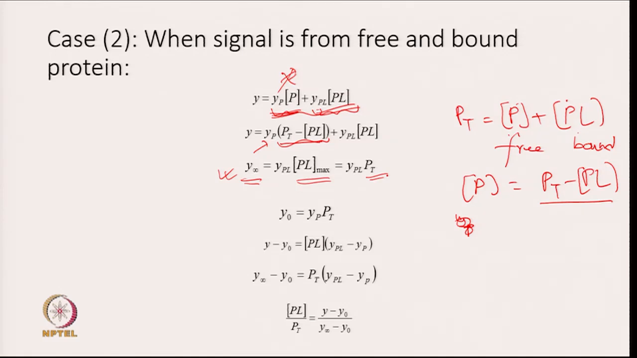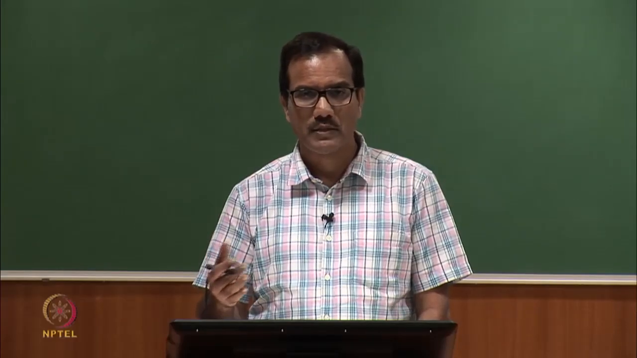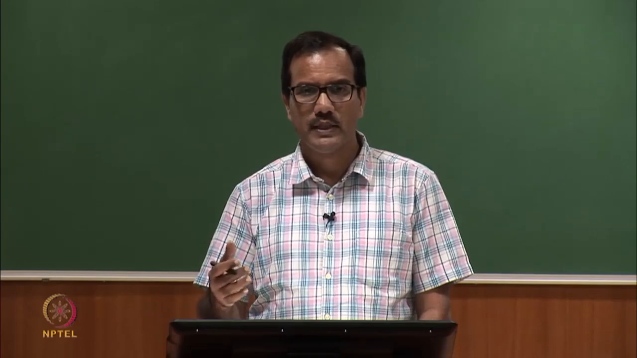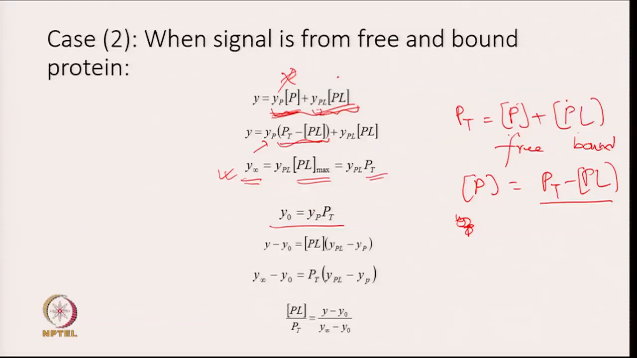Concentration of total protein. And now you can see that y0, when there is y0, we can also calculate the value of y0. Y0 means you have not added the ligand, when ligand concentration is 0. And in that case, none of the protein has gone to complexes, means all of the protein is in free state, and so there will be no contribution from the complex because complex has not been formed.